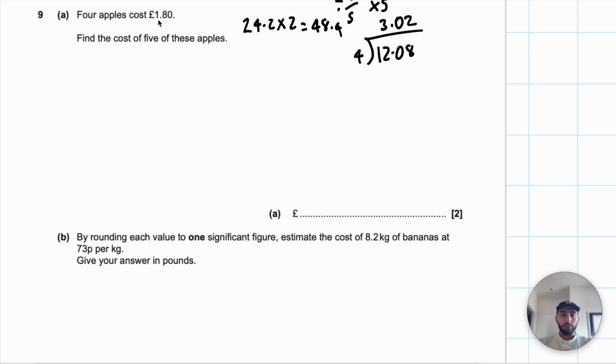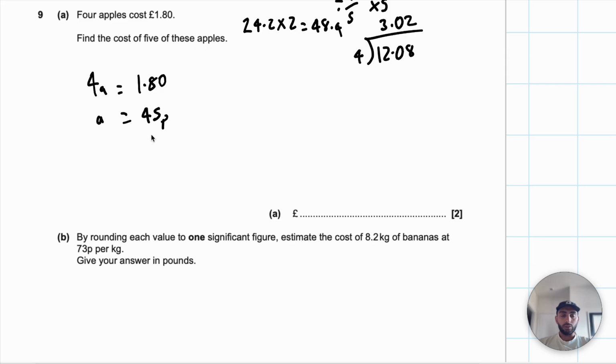Question 9. 4 apples cost £1.80. Find the cost of 5 of these apples. So 4 apples is equal to £1.80. Let's find out the cost of 1 apple. So we've divided the left by 4. We need to divide this by 4. To divide by 4, I just need to half it twice. Half of 180 is 90, and half of 90 is 45. So it's 45p.